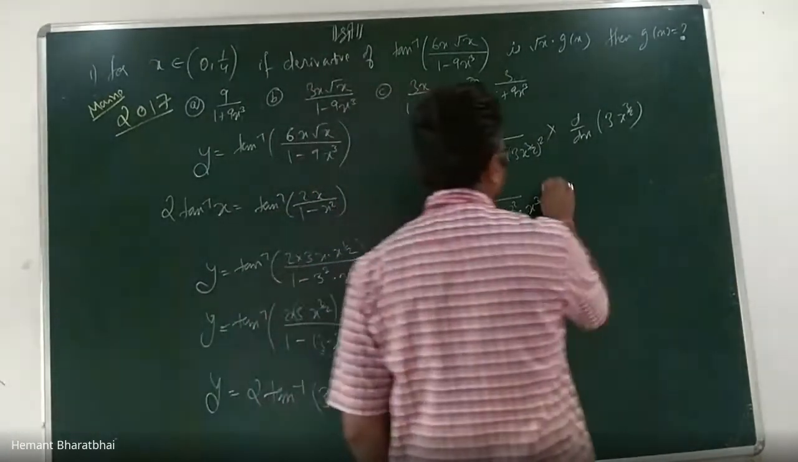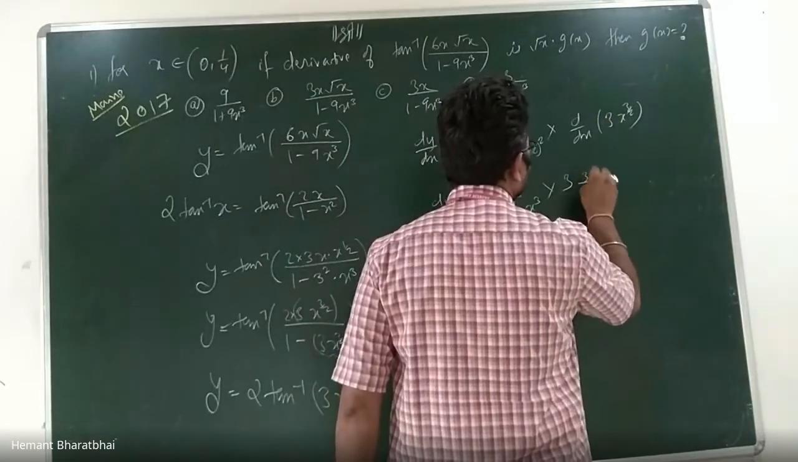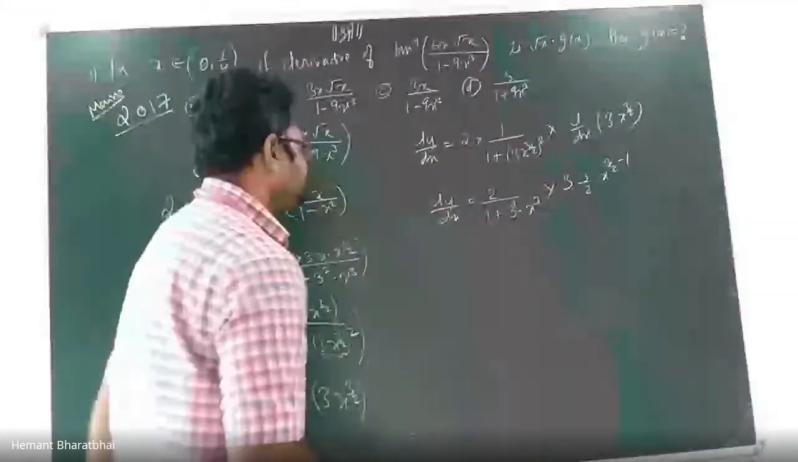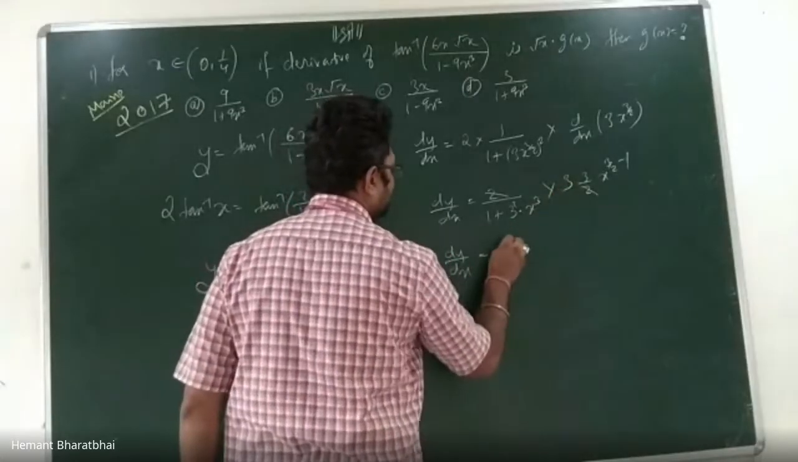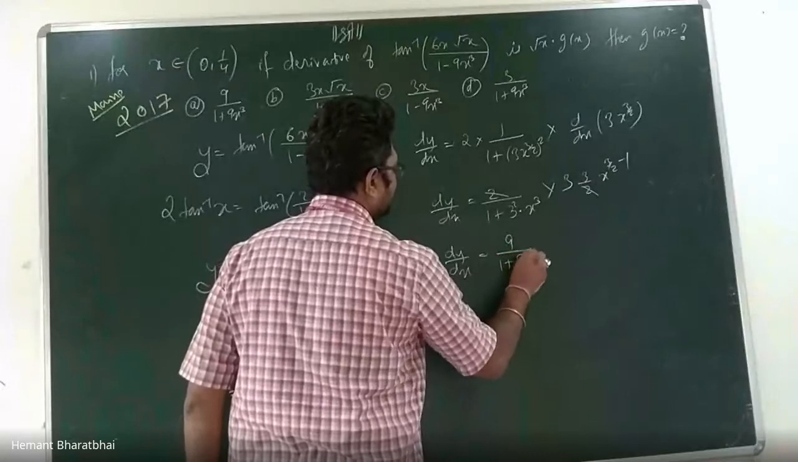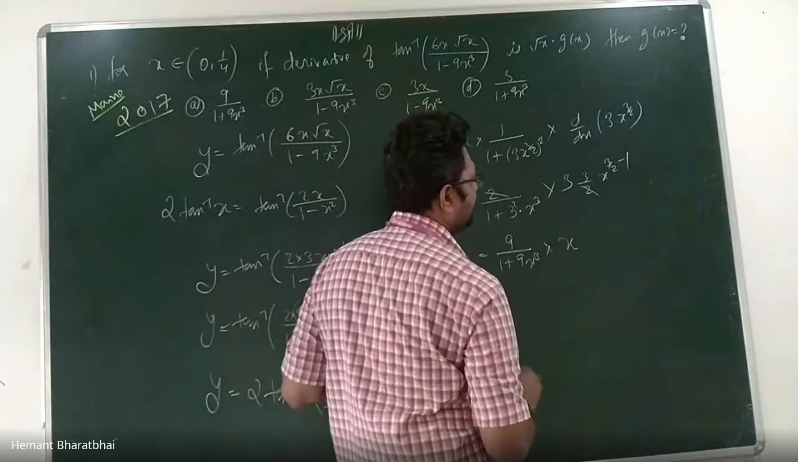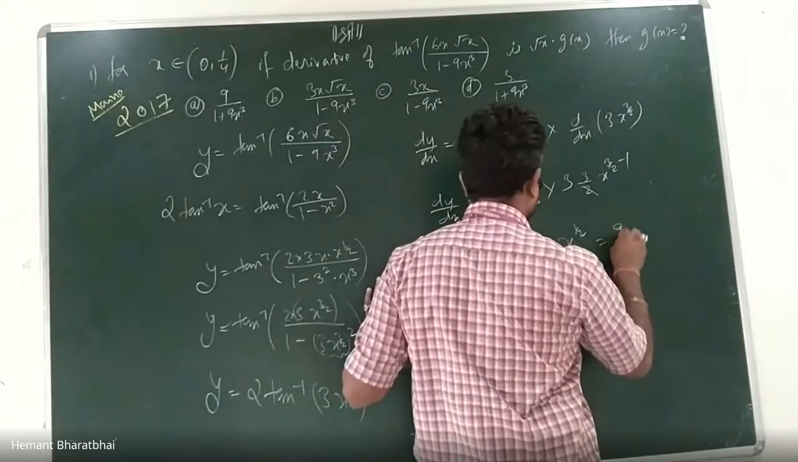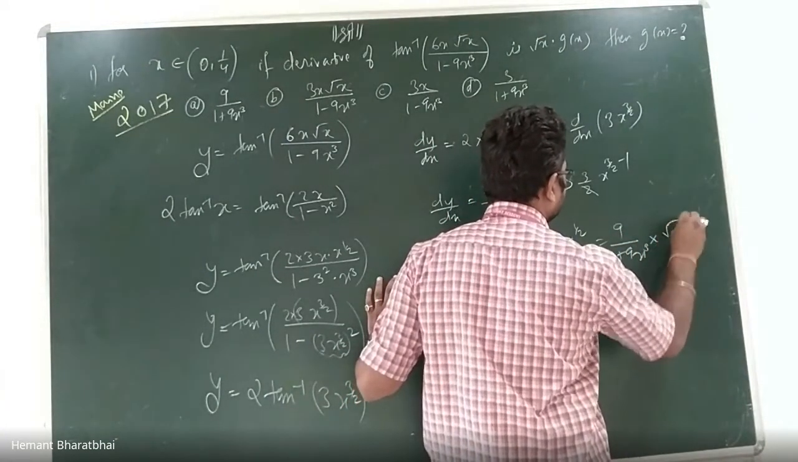So 1 by 2, 1 by 2 get cancelled. And 3 is a constant; the derivative of x raised to 3 by 2 will be 3 by 2 into x raised to 3 by 2 minus 1. So this 2 and this 2 will get cancelled. So I will get dy by dx is equal to 3 into 3, that is 9, upon 1 plus 9x cube, into x raised to 3 by 2 minus 1, that will be 1 by 2, which can be further written as 9 upon 1 plus 9x cube into root x.